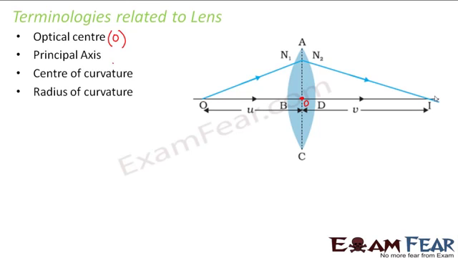Radius of curvature, again here we will have two radii of curvature. One radius will be the radius of this sphere, and another radius will be the radius of this sphere, right? So here radius of curvature is denoted by R1 and R2.